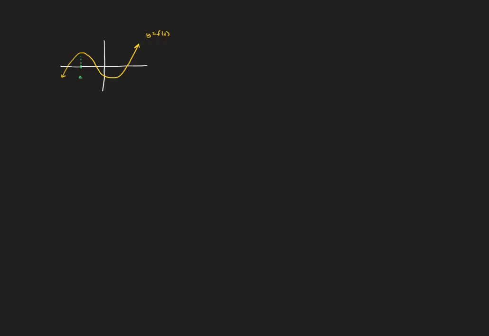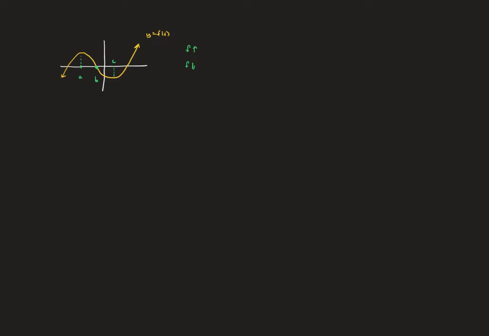I'm going to call that point A. And I'm going to call this point right here point B. And we'll call this point right here point C. So we want to see the difference between how we describe the intervals when f is increasing and decreasing compared to when it is concave up and concave down.